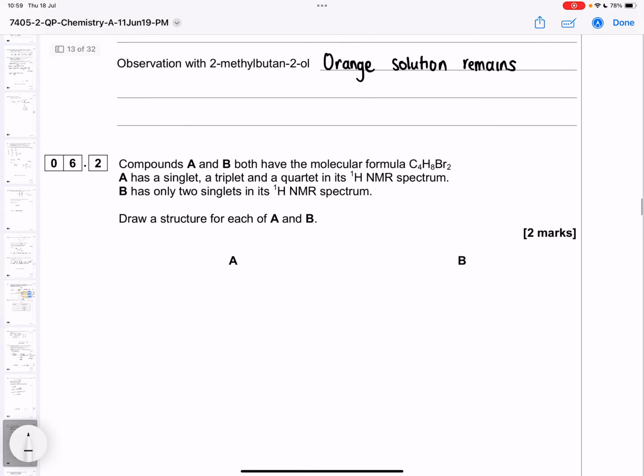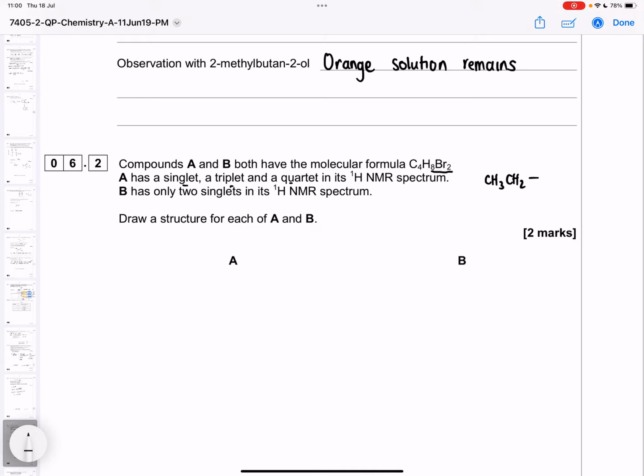Compound A and B both have a molecular formula C4H8Br2. So if we're looking at that, this looks like it's saturated because it's got 2n+2 substituents. A has a singlet, a triplet and a quartet. Now a triplet and a quartet often tells us that we've got a CH3CH2.